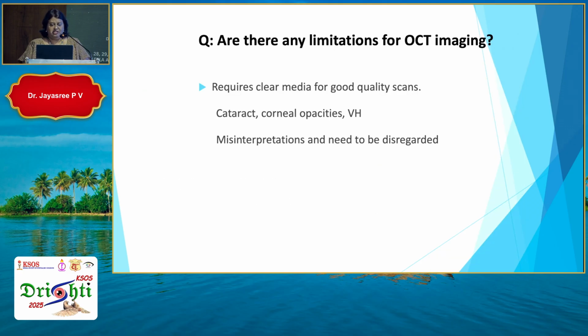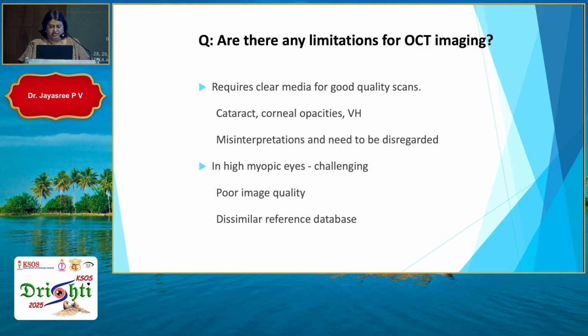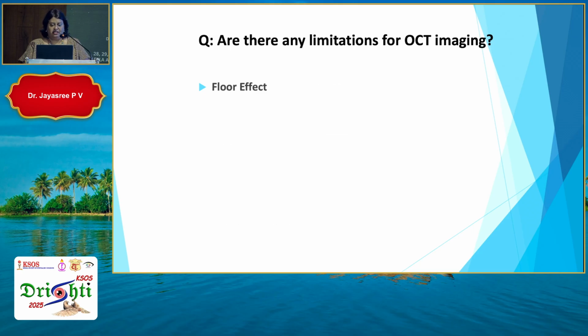Are there any limitations of OCT imaging? Yes, because it needs clear media for good quality scans. Cataract, corneal opacities, vitreous hemorrhages, and all of this can lead to misinterpretations. Highly myopic eyes have more issues with that because of poor quality imaging, segmentation errors, and dissimilar reference database. So the alignment can be completely different. The 3.46 millimeter calculation circle that we have taken could also be misplaced.